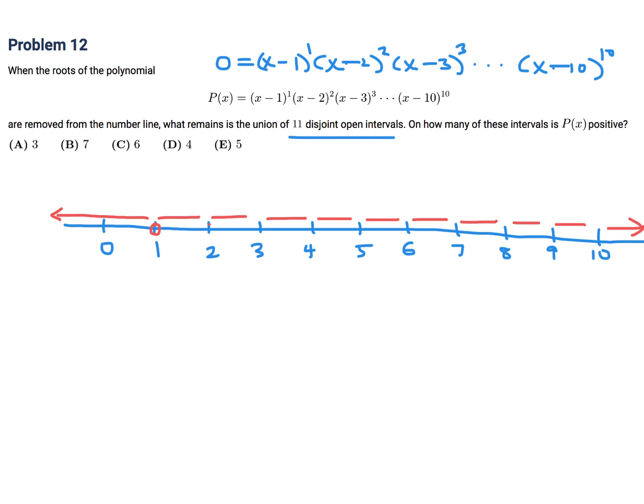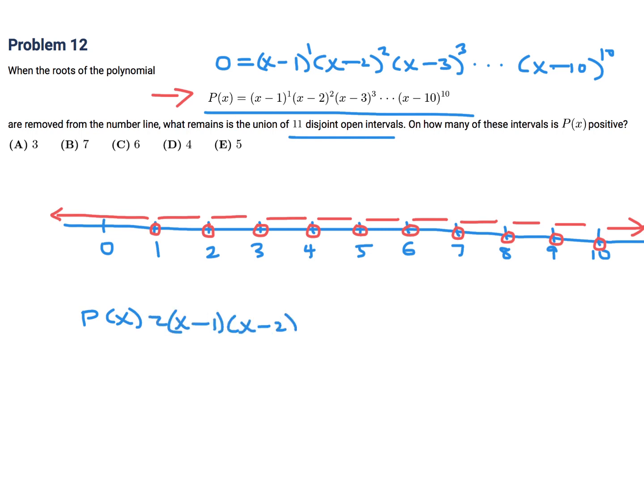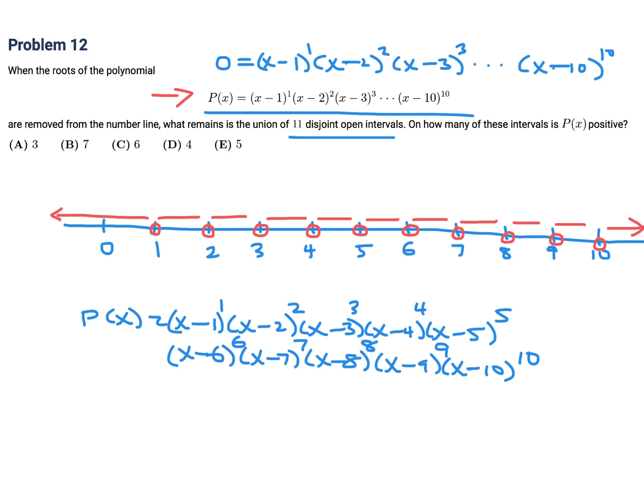So I'm going to put a little open circle to show that those guys have been removed from the number line. And they're saying, in how many of those intervals is this positive? Okay, so that means we have to kind of discuss that in detail before we start plugging in numbers. Okay, so first let me just write it out. x minus 1, x minus 2, and so on. So now let's discuss this.